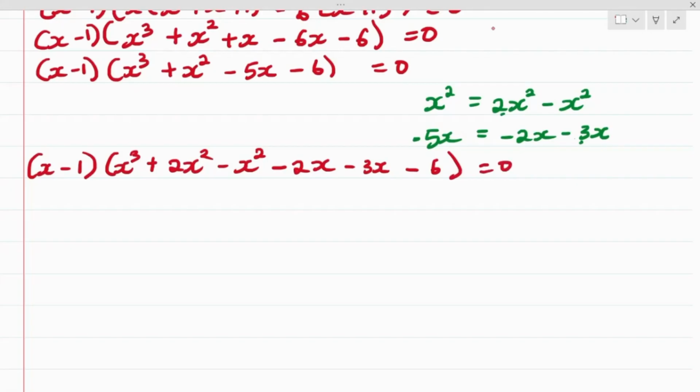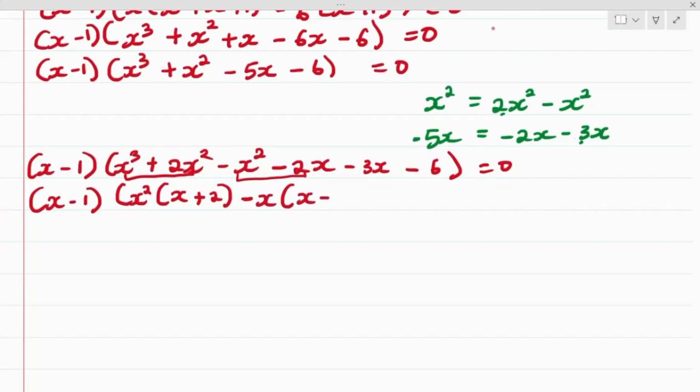and this is equals to what? 0. So we have x minus 1 multiply. Now from here up to this point, we have x squared to be common. So if you factor out x squared, we have x plus 2 to be left. Now from here up to this point, we have minus x to be common. And if you factor out minus x, we have x plus 2 to be left. And also from this point up to this point, we have negative 3 to be common. And if you factor out negative 3, we have x plus 2 to be left. And this is equals to what?